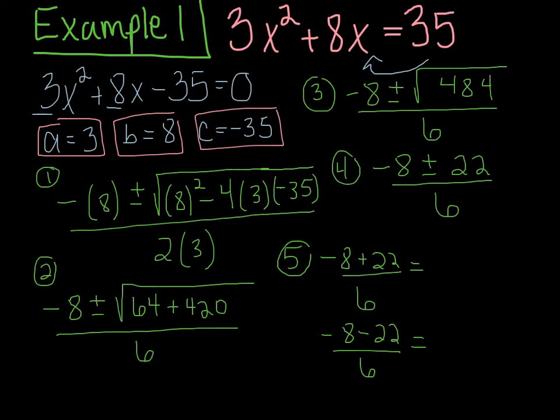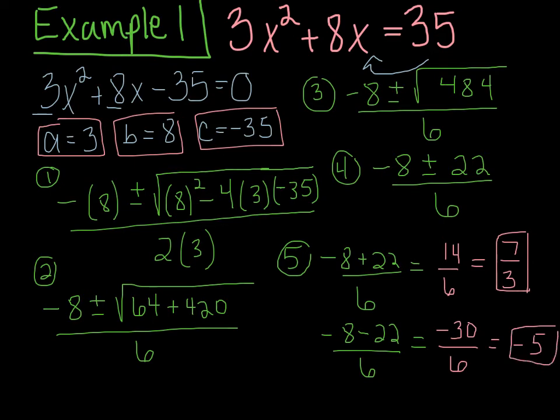Negative 8 plus 22 is going to give us 14 over 6, and 14 over 6 reduces to 7/3. So 7/3 is one of our answers. Negative 8 minus 22 over 6 gives us negative 30 over 6, and that reduces to negative 5. So 7/3 and negative 5 are the solutions to this quadratic equation.